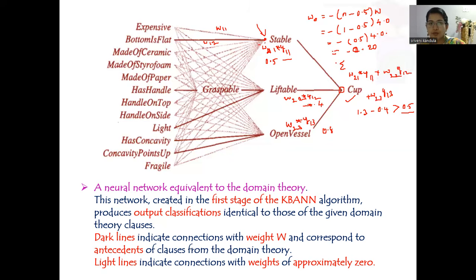If the input, suppose the bottom is flat, see, in this solid line, bottom is flat means your input should be taken as 1, because this is justifiable. It is acceptable by our domain theory, so it will be taken as 1. If you take expensive, it is not there in our domain theory, so the input for that will be taken as 0. In order to not consider that particular input, we make the inputs and weights of that 0. So only the other solid lines we are considering.